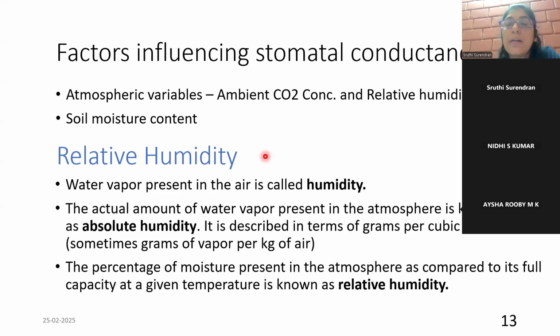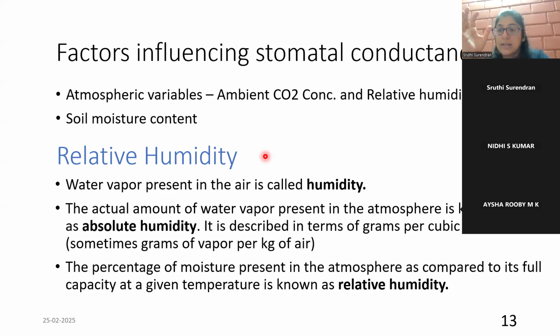So basically, when water vapor is present in the air, it is called humidity. It's a general term, humidity. But what we are going to use are terms like relative humidity, absolute humidity, saturated vapor pressure, actual vapor pressure. These are the kinds of terms that we are going to use. So what are all these terms and how is it different from each other?